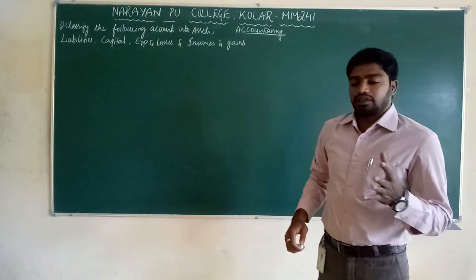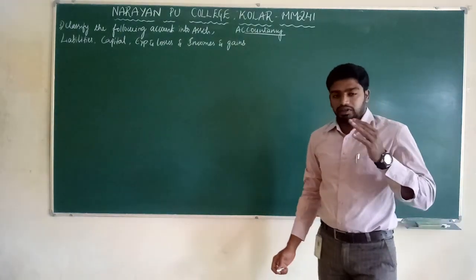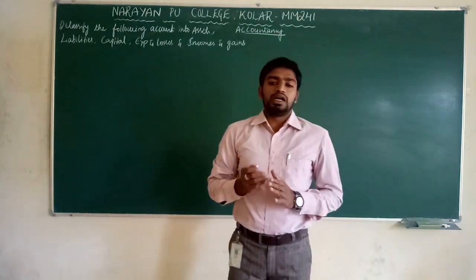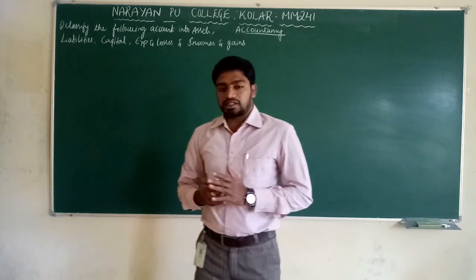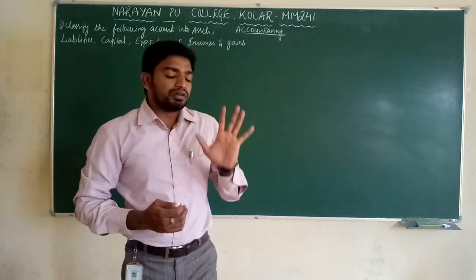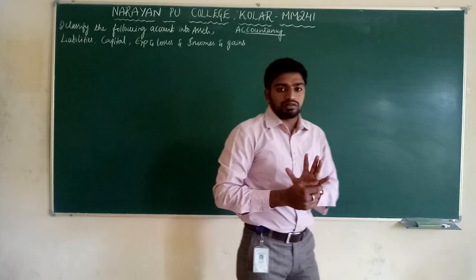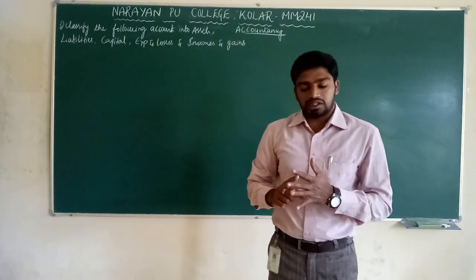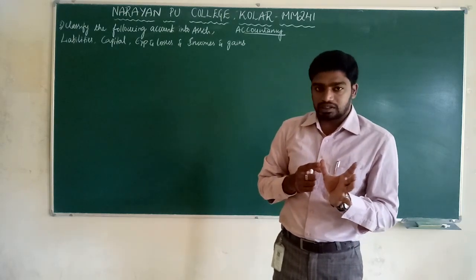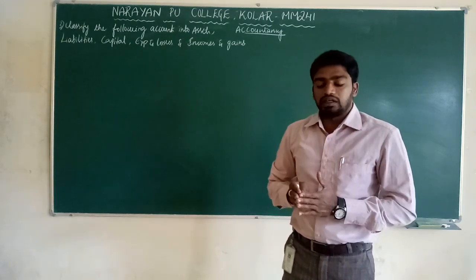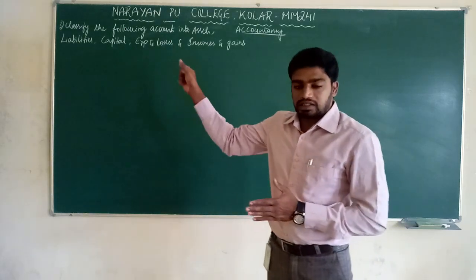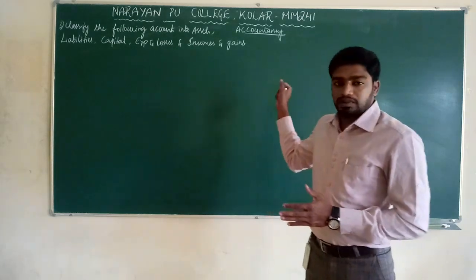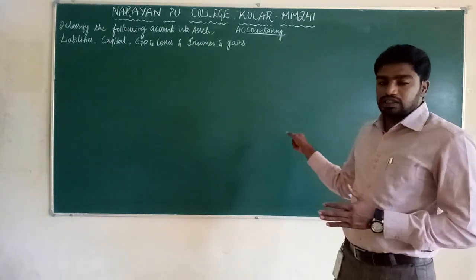Let me repeat once again. In our previous class, we classified certain accounts into the American system. In the American system, it has been divided into five accounts. Which are those five accounts? Asset account, liabilities account, capital account, expenses and losses account, and incomes and gains account. Under that, we classified certain accounts.